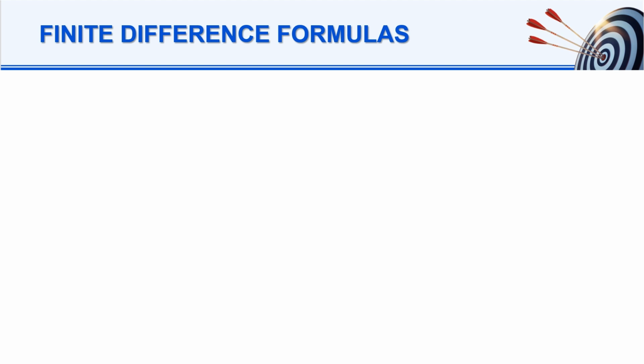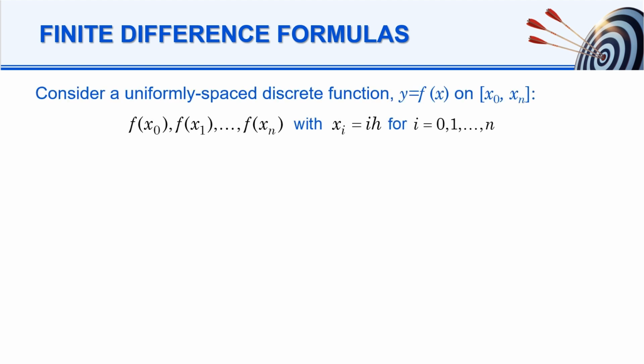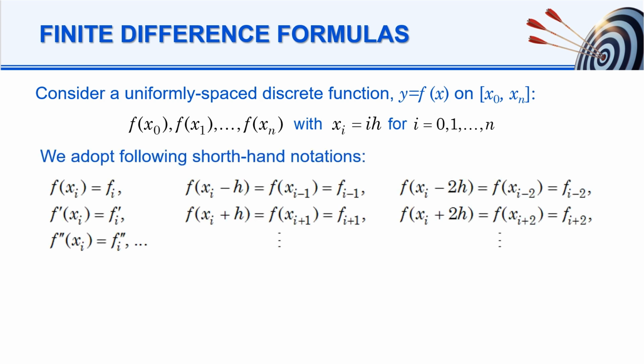Consider a uniformly spaced discrete function, y equals f(x) on x0 to xn. We adopt the following shorthand notations.